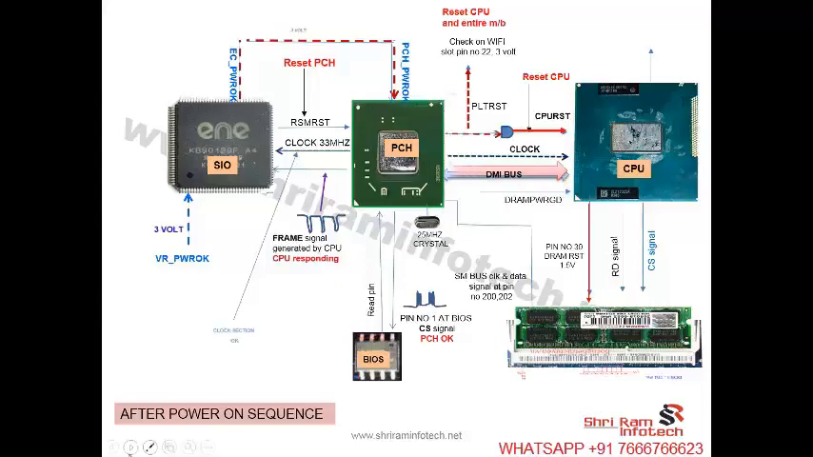This DMI bus, direct media interface bus, is connected to the PCH, and now the PCH will read your BIOS. The BIOS is like this, at pin number 1 and pin number 2 the information goes inside the PCH and the CPU accesses it, right? So you read the BIOS.